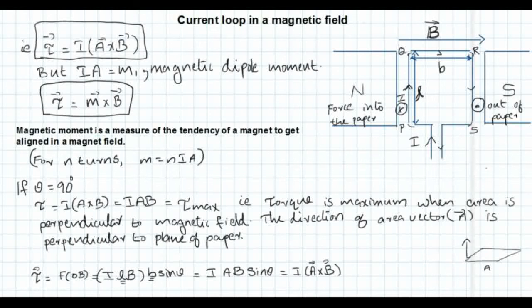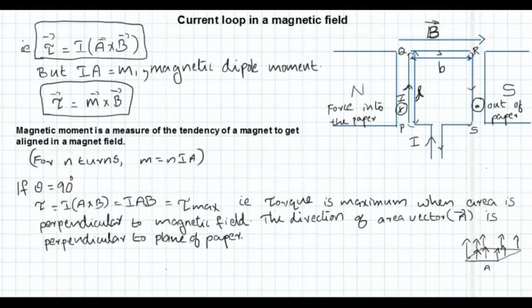So what is the meaning of area vector, or what is the direction of area vector? So this is how the area vector is represented. So this is the area vector. So the direction of this area vector and B should be perpendicular. That is the meaning. So area vector is perpendicular to the plane of the paper means the plane of the area will be parallel to the magnetic field B.